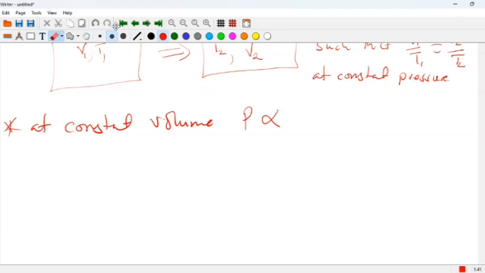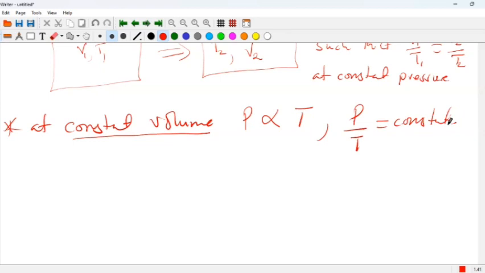I wanted to state that when we keep the volume constant, the pressure is directly proportional to the temperature, meaning that the pressure divided by the temperature is a constant as well.